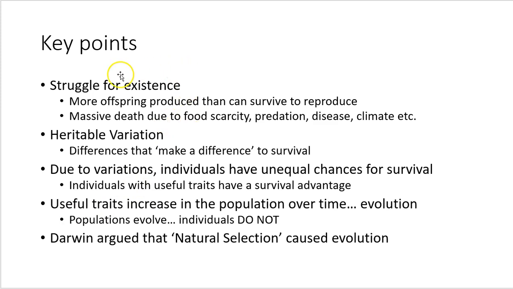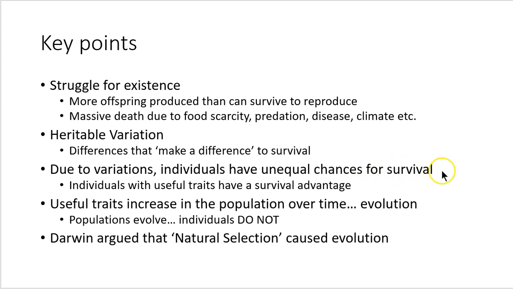In summary then, some key points. There is a struggle for existence in nature. More offspring are produced than can possibly survive to reproduce. So there's massive death due to food scarcity, predation, disease, climate, etc. There exists heritable variation in populations due to DNA mutations, for example. These are differences that make a difference to survival. And due to variations, individuals have unequal chances for survival.